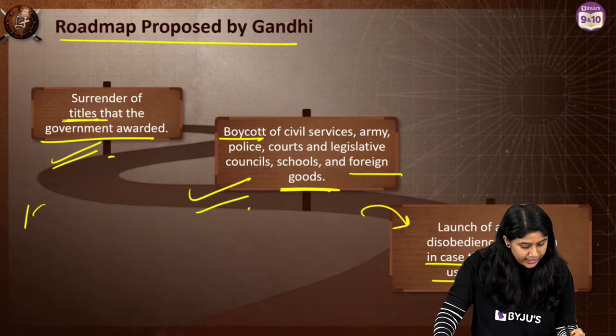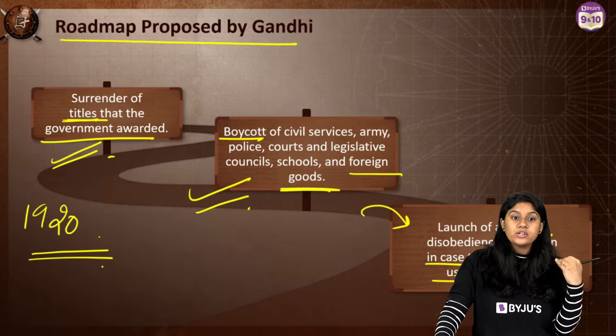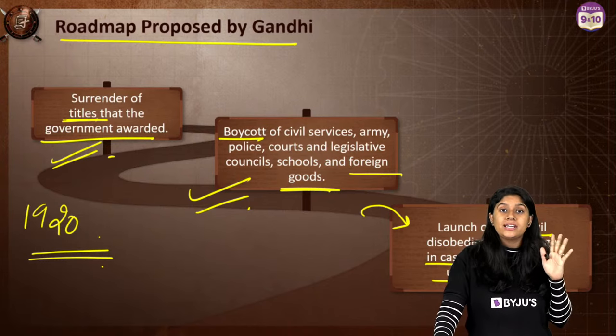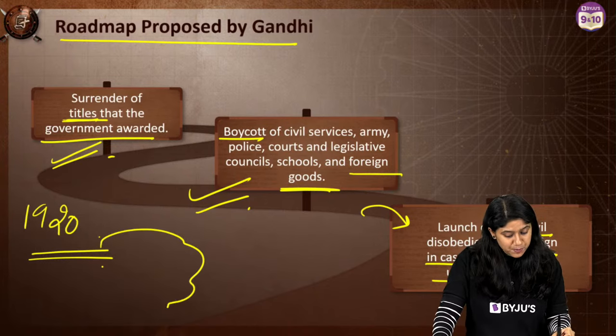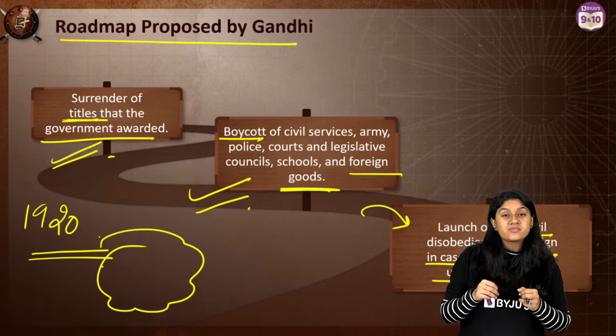So, in 1920, right, in 1920, what we saw was that Gandhiji, along with the Shaukat Ali brothers, went to different parts of the country and gathered support. People were not aware about this information.